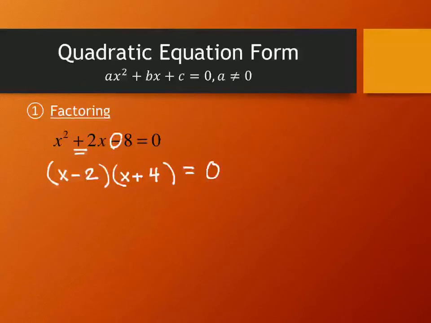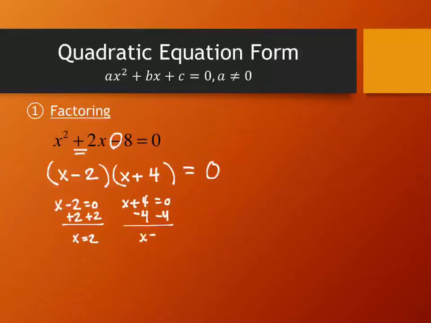Okay. If you don't want to do it the way I just did with trial and error, you can use the AC method. That's totally fine. So you're going to factor it one way or another. And then you're setting each piece equal to 0. And solve. So we're going to add the 2 to both sides. So x is 2. And subtract the 4 from both sides. And x is negative 4.